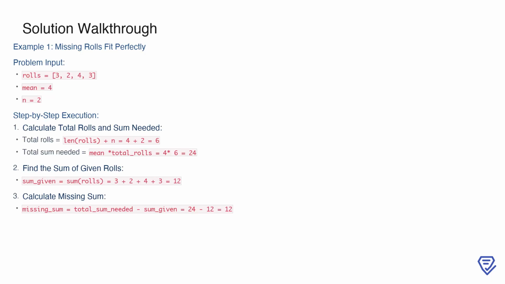In the first example, we are tasked with finding two missing rolls such that the overall mean remains 4. The input rolls are 3, 2, 4, 3, and since there are 4 given rolls with 2 missing, the total number of rolls becomes 6. To maintain a mean of 4, the total sum of all rolls must be 24, as calculated by multiplying the mean by the total number of rolls.